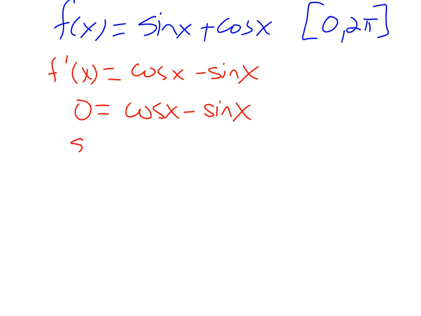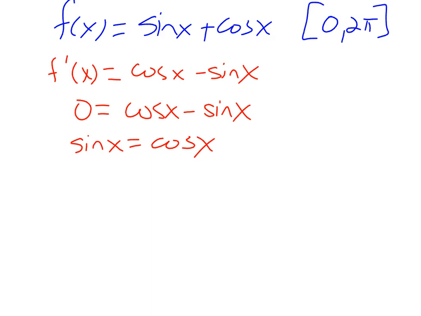I'm going to separate these. Isn't it true that sine of x equals cosine of x? Now, I can reason this out. The only time that would occur is in the first quadrant and the third quadrant, at pi over 4 and at 3 pi over 4. But let's see algebraically how I can solve this.